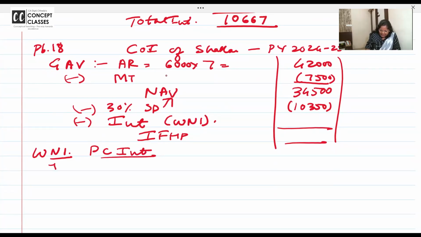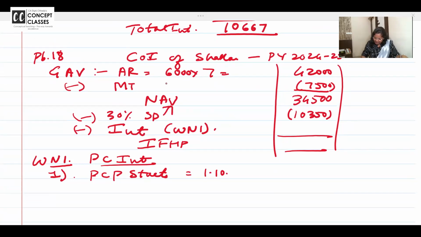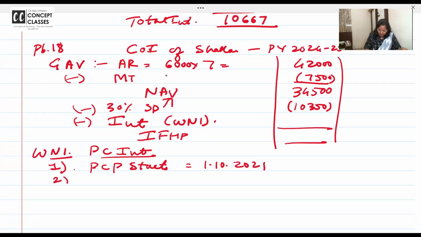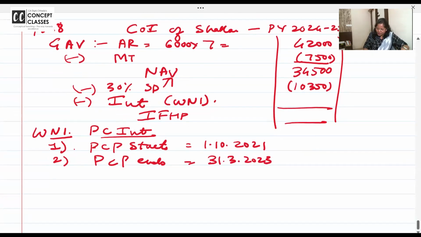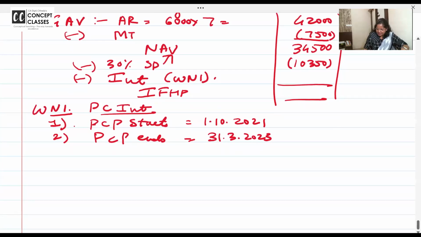Pre-construction interest first we'll calculate. Step 1: pre-construction period starts from the day you have taken the loan. What is the date? 1st October 21. Pre-construction period ends, when does it end? January 24 the construction is over. So 31st March 2023 pre-construction period is over.